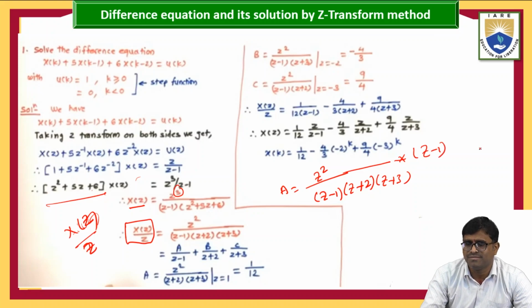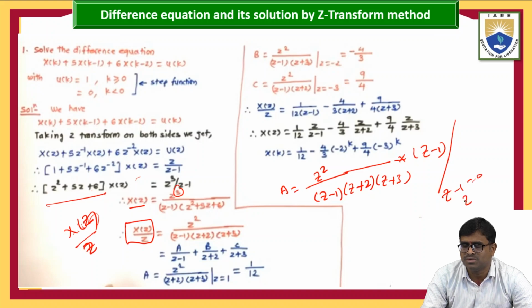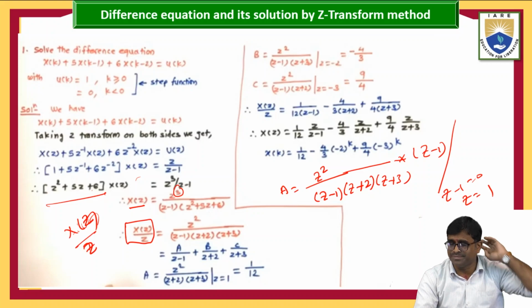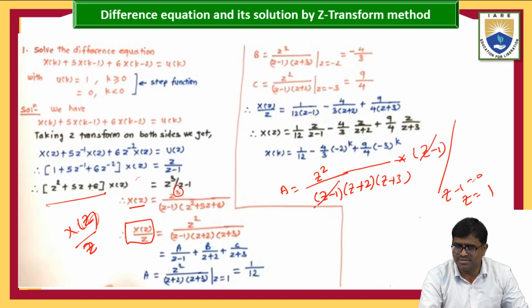Z minus 1 equal to 0, so z equal to 1. If you cancel this term, substitute the z value equal to 1.